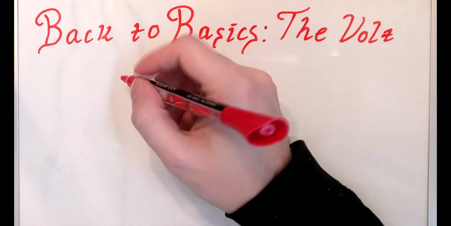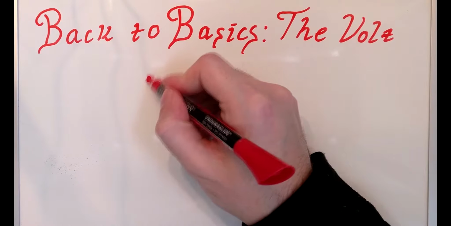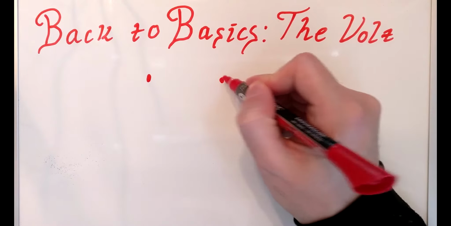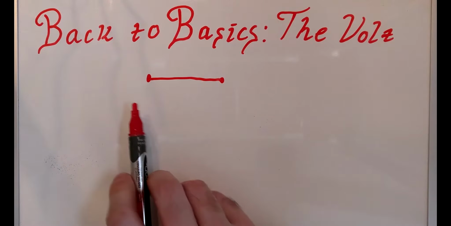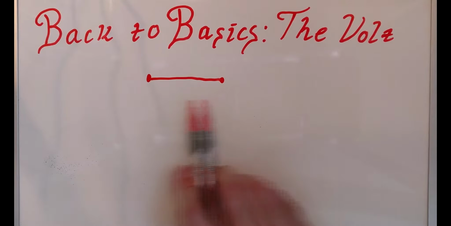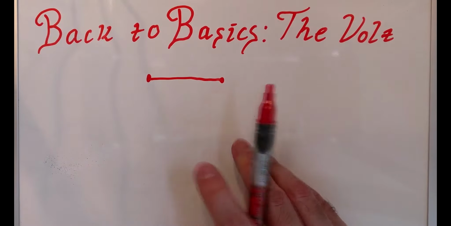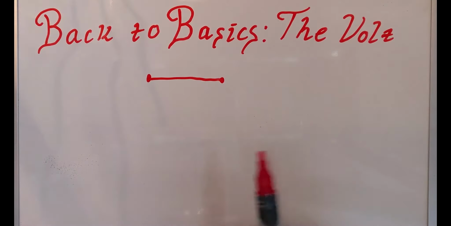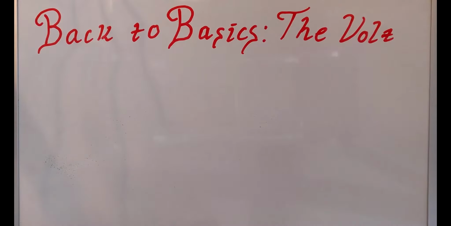Now, a volt is defined as the difference in electric potential between 2 points of a conducting wire where an electric current of 1 ampere dissipates 1 watt of power between these points. That really doesn't give us a lot to work with, right? So let's make that go away.